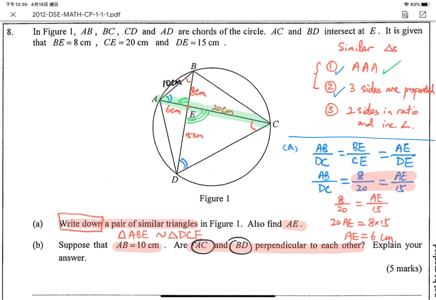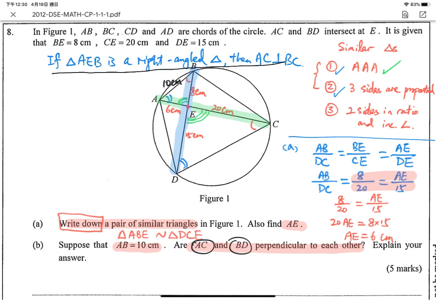BD is this side. So if I want to prove these two straight lines perpendicular to each other, if I can prove triangle AEB is a right angle triangle, then AC is perpendicular to BD, right? Then AC perpendicular BD. So what we need to do is prove whether triangle AEB is a right angle triangle or not. So let's do part B.